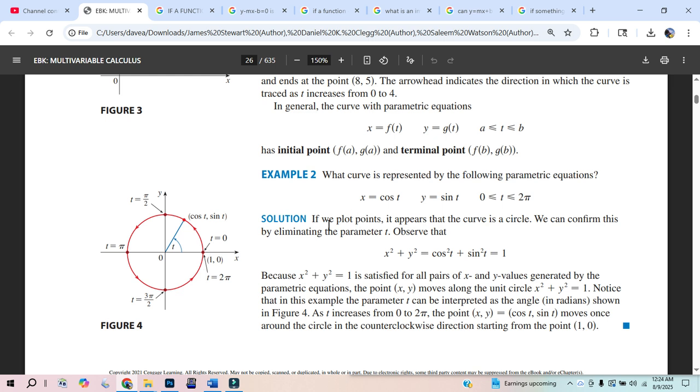Okay. So if we plot these points, if I throw in the value of t from this parameter from 0 to 2 pi, then if we plot those points, it appears that the curve is a circle. And we can confirm this by eliminating the parameter. How do we eliminate that parameter? Yeah, that's fascinating. We would take the inverse cosine of both sides.